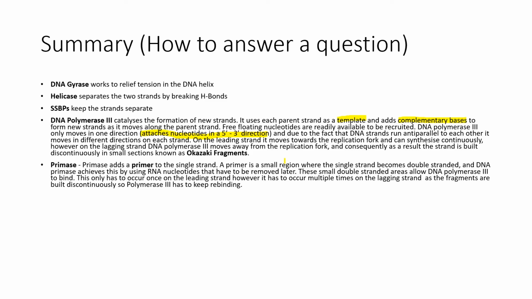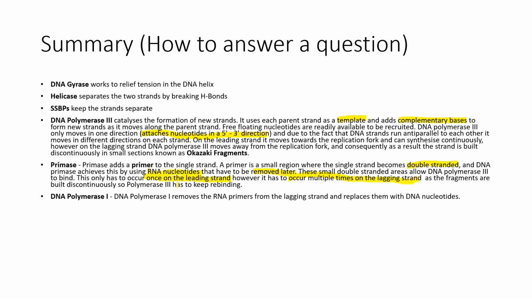A primase is used to attach a primer to the single strand. It's a small region where single strand becomes double-stranded, and DNA primase achieves this by using RNA nucleotides, not DNA nucleotides, and consequently they have to be removed later. These small double-stranded areas allow DNA polymerase III to bind. This only has to occur once on the leading strand. However, it has to occur multiple times on the lagging strand, as on the leading strand it's continuously built, whereas on the lagging strand DNA polymerase III has to unbind and keep rebinding constantly.